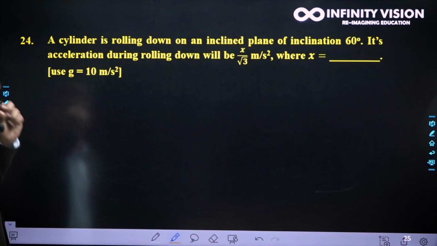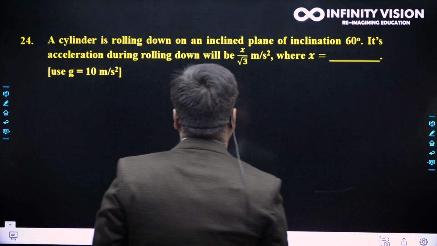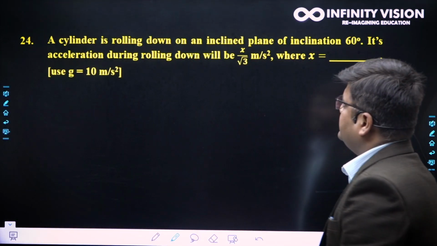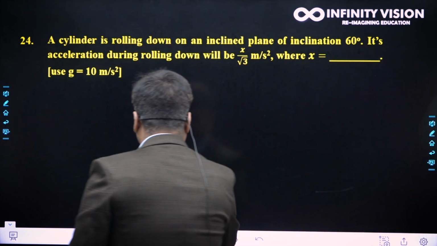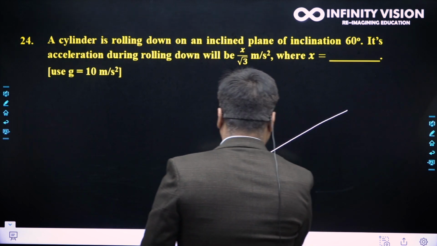Coming to question number 24. A cylinder is rolling down an inclined plane of inclination 60 degree. Its acceleration during rolling down will be x by root 3, where x is. It's a very basic question on pure rolling down an inclined plane.